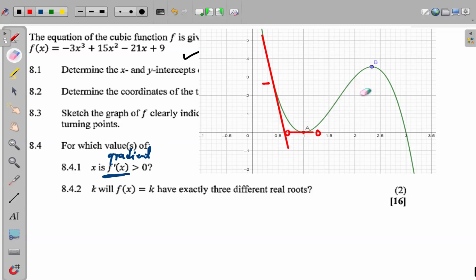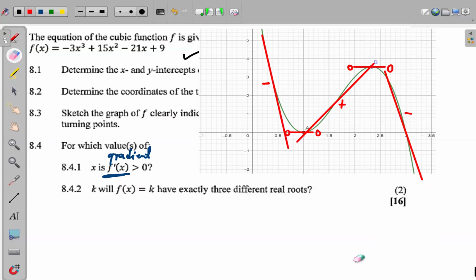I'm going to draw another one here. According to the slope man, the gradient is actually positive. Increasing. And then I'm going to draw another one there. At the turning point, the gradient is 0. And I'm going to draw another one. The gradient is negative. That thing is decreasing.